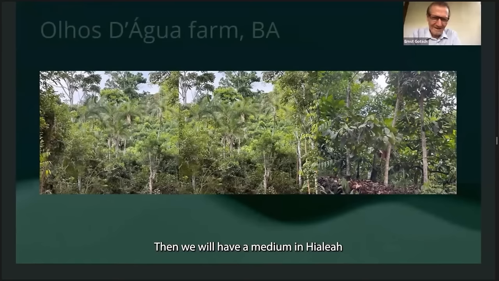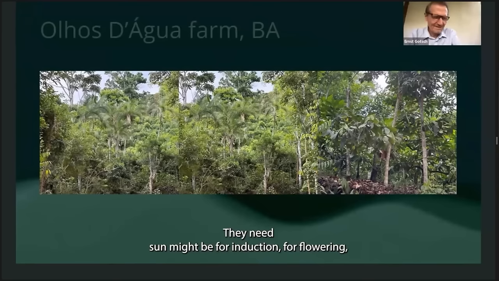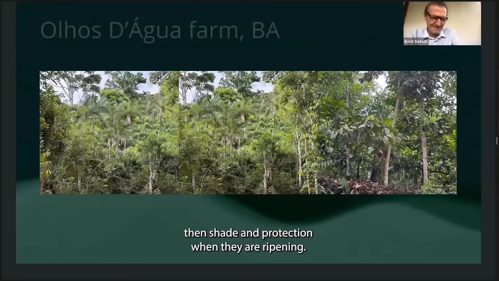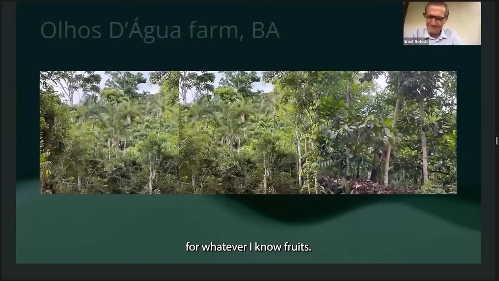It's at the end of harvest time, and cocoa, citrus is the same thing. Mango is the same thing, and apple is the same thing too. They need sun for induction of flowering, and then they need shade and protection when they are ripening. This is for grapes. This is for whatever I know of fruits.